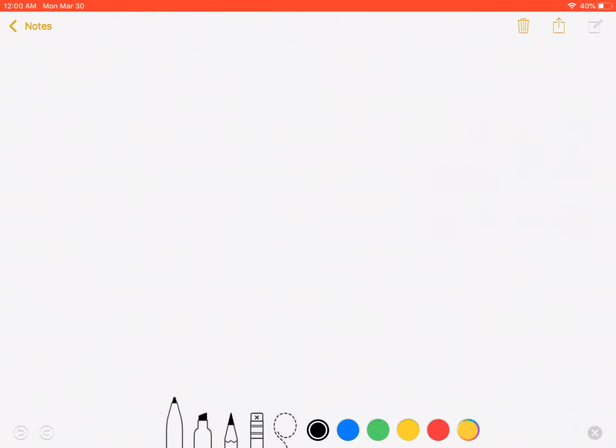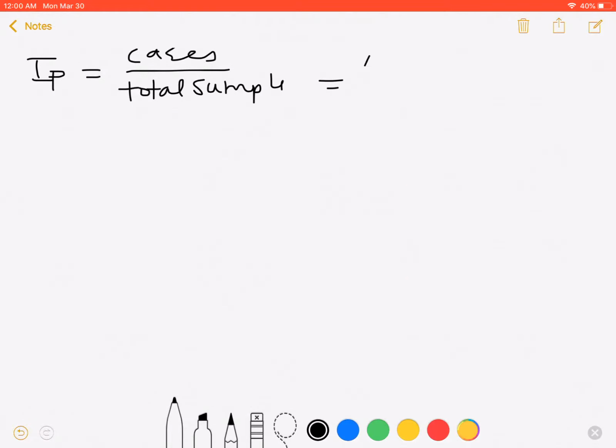Okay, so how will we calculate it? First, IP, incidence in the population. The number of cases, because remember they're all new in cohort studies, over the total sample because they're all at risk. So if we do that math, 63 over 333, and then we see it's per 100, so we have our 100 multiplier, equals 18.9. But that's not a sufficient enough answer on its own.